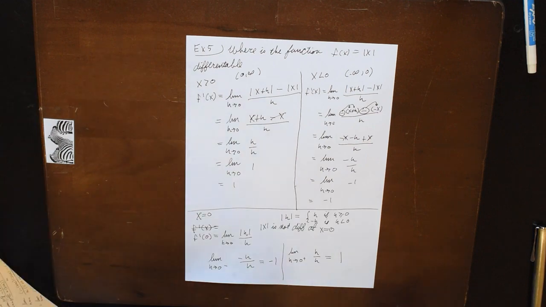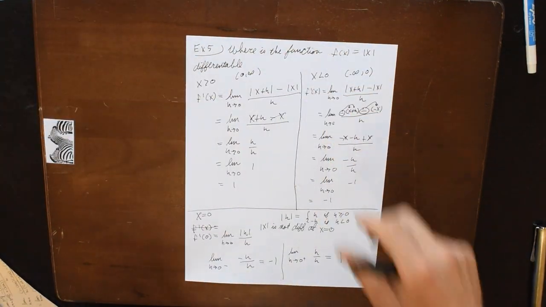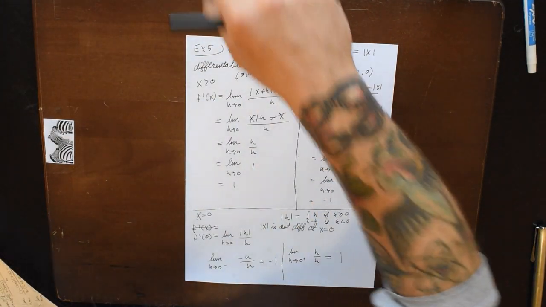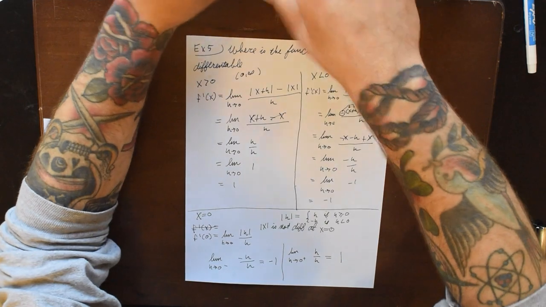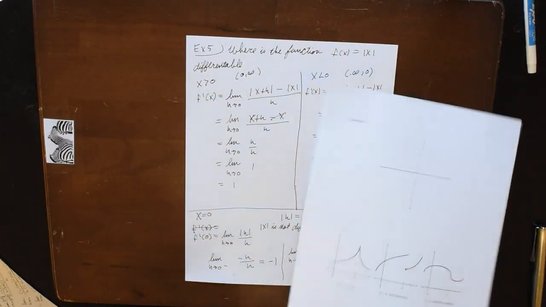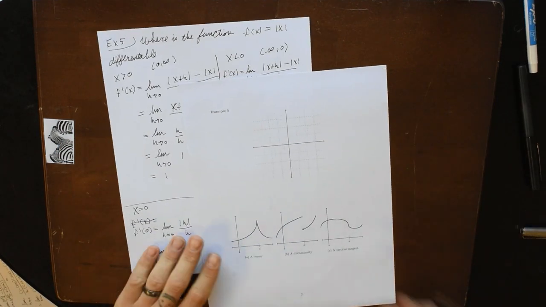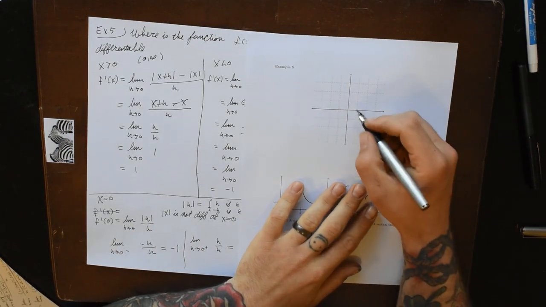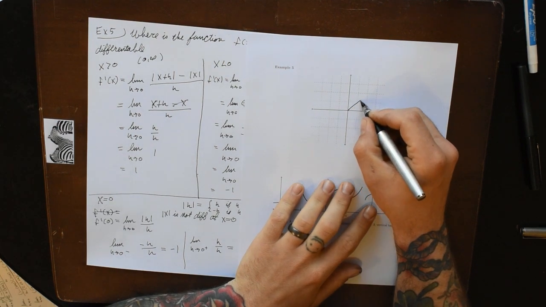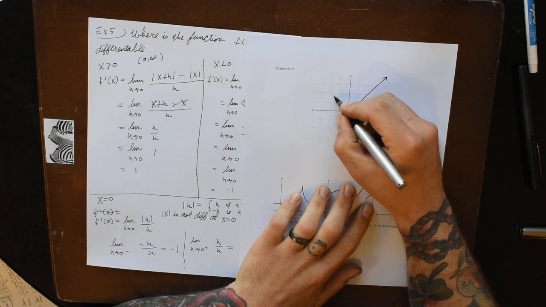So let's graph that, and that'll lead into a discussion. Let me find where I put down my graph paper. And we can use this one. So example 5. I'm just going to graph the absolute value of x. The absolute value of x goes like this and like this.